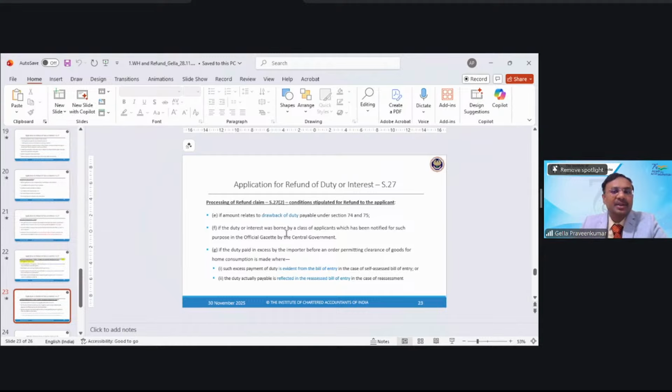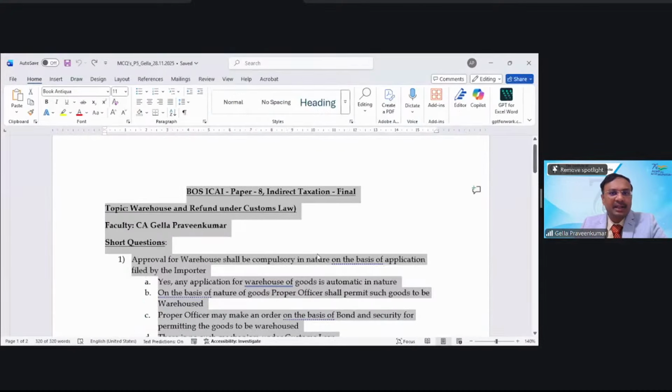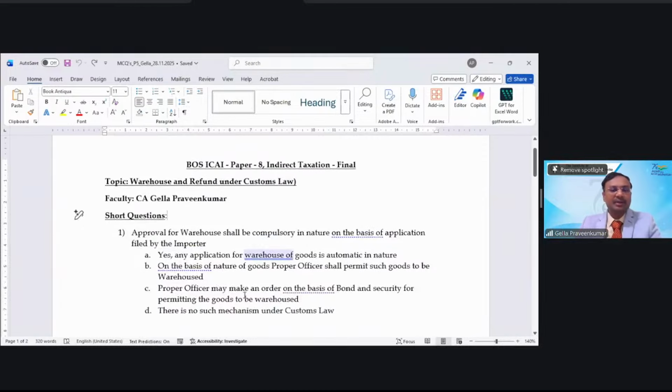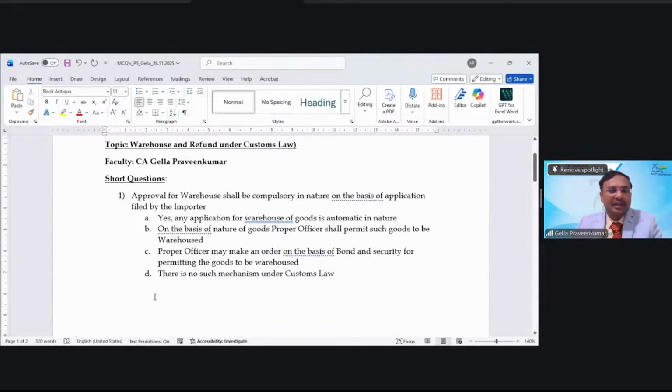And refund under customs law, if the amount of refund is less than 100 rupees, you shall not be entitled for refund. Now, these are the aspects which we have discussed in our previous session. So quickly, students, today we will have MCQ questions revolving around the discussion we had so far. After this MCQ, we will start with our foreign trade policy for understanding.